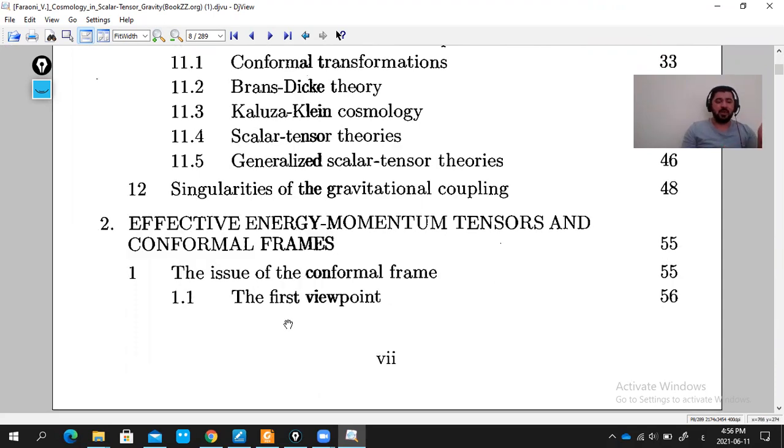It's about the issue of conformal transformation, introducing different viewpoints about which frame is the physical one: the original frame, called the Jordan frame, or the frame after doing the conformal transformation, which is usually called the Einstein frame.